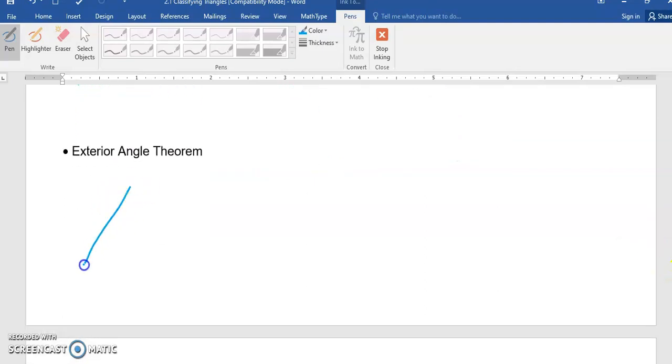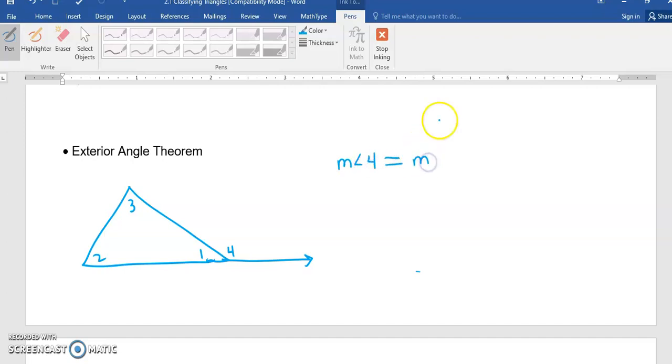Now we have a thing called an external angle theorem. If we have a triangle, an external angle would be created by extending one of the sides. So that we have a triangle with three angles here. This fourth angle outside of the triangle that we just created is an external angle. The external angle theorem says that the measure of an external angle, so the measure of angle 4, is equal to the sum of the measures.